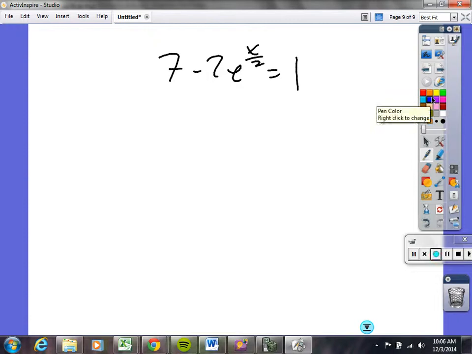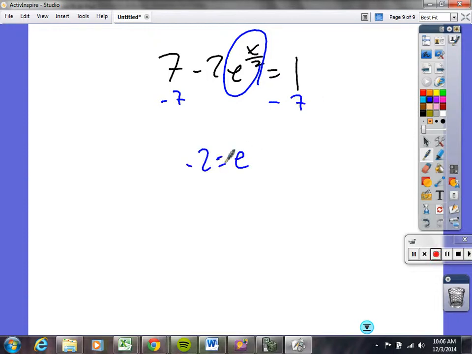Okay, what do you guys think I gotta do? Can I put it into a log yet? So I gotta get this guy by himself. Okay? So I'm gonna subtract the 7. Negative 2e to the x over 2 equals negative 6. E to the x over 2 equals 3. Nope, because it's 1 minus 7.